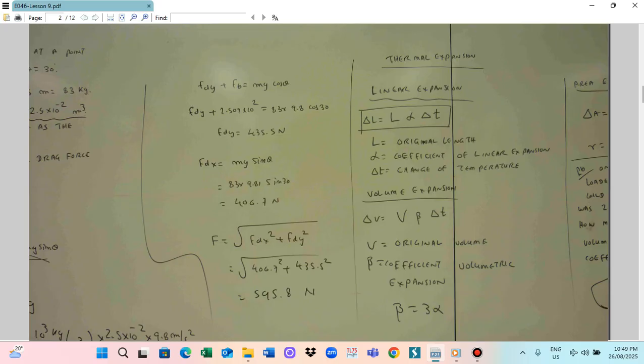Thermal expansion. When the temperature is raised on any object, the object will expand. So this is the thermal expansion. There are three kinds of expansion: linear expansion, volume expansion, and area expansion. So normally the thermal expansion can be calculated. Firstly, we talk about the linear expansion.